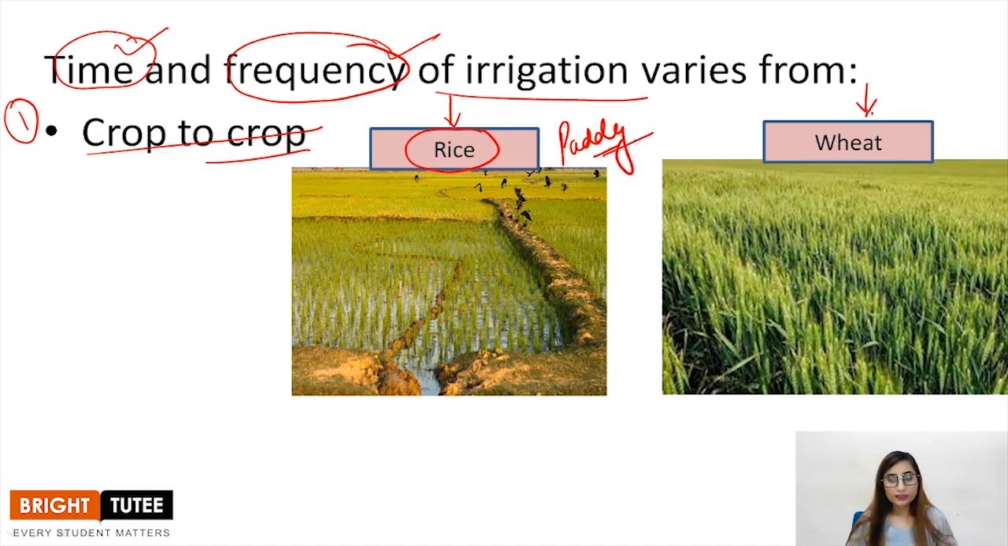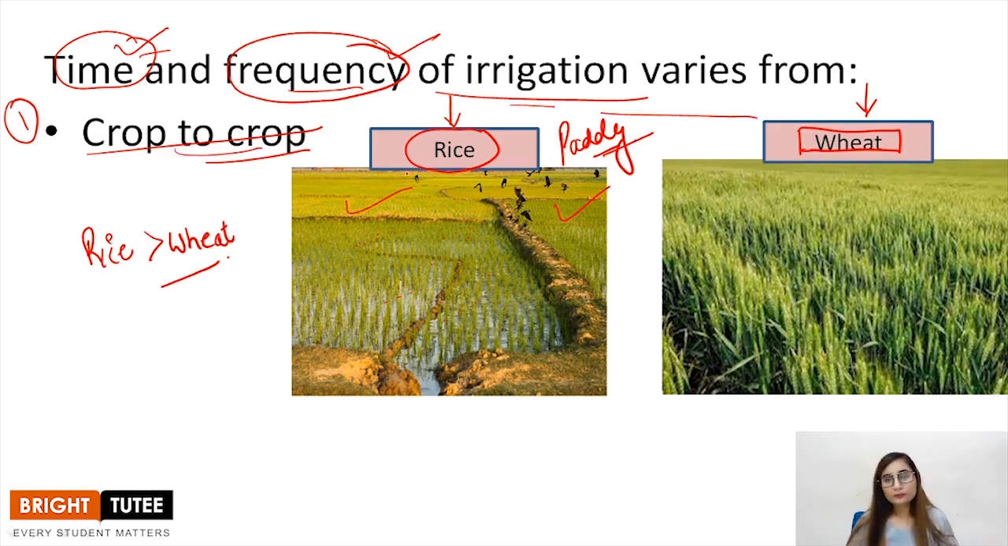But on the other hand, as you can see the field of a wheat crop, you do not require that much water as required to grow rice. So rice requires more water than wheat, right? This is what I am telling you, that time and frequency of irrigation varies from crop to crop. For rice, you need to give water again and again, while wheat does not require that much water. So the first criterion was that time and frequency of irrigation varies from crop to crop.